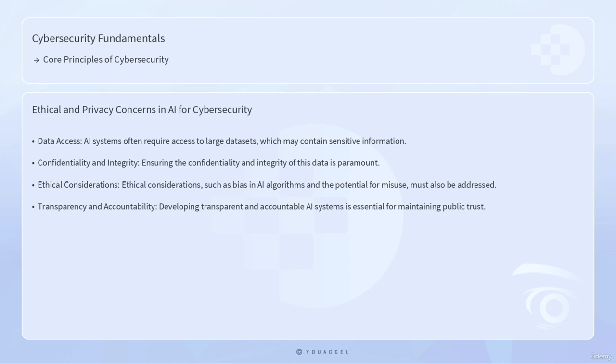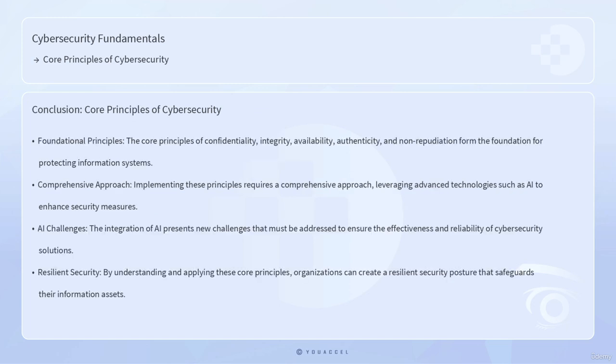According to Binns, developing transparent and accountable AI systems is essential for maintaining public trust and ensuring ethical use of technology. In conclusion, the core principles of cybersecurity: confidentiality, integrity, availability, authenticity, and non-repudiation form the foundation for protecting information systems from threats and vulnerabilities.